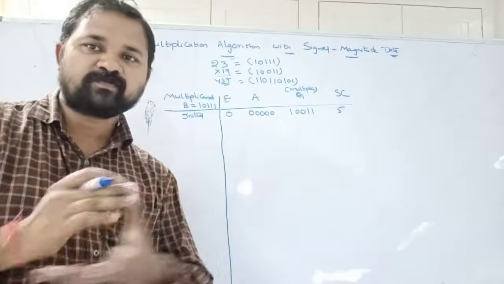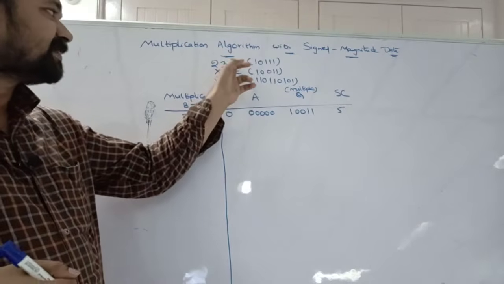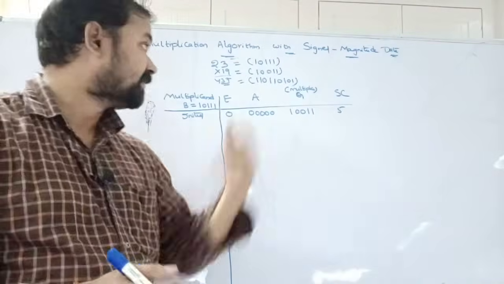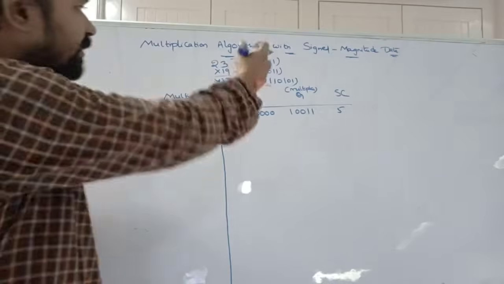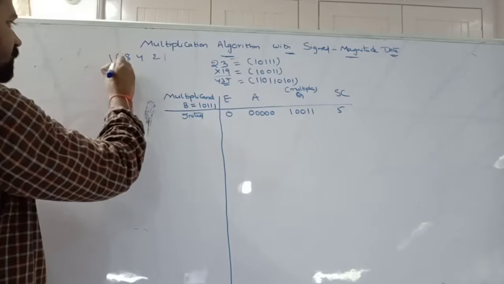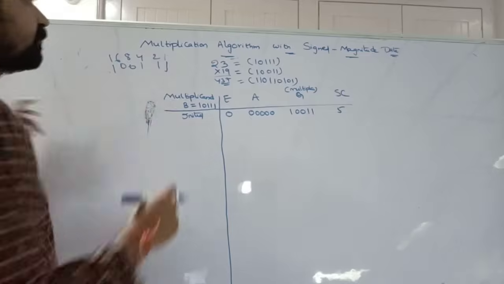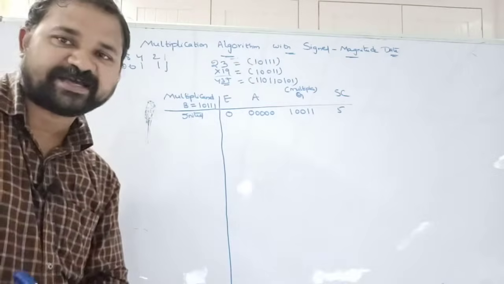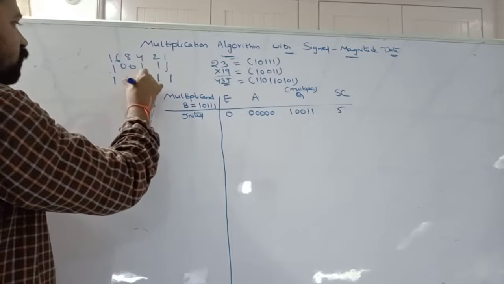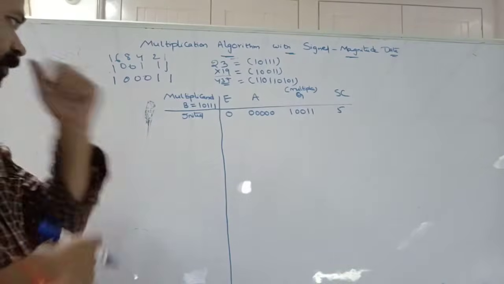Now let us solve this problem with the help of multiplication algorithm. Let the multiplicand is 23, multiplier is 19. So we know how to represent plus 23 in sign magnitude representation. 10111. So 23 means what? 1, 2, 4, 8, 16. So 16 plus 4 means 20, 22, 23. So 10111 is nothing but 23 in binary notation. Next 19. So 19 means 16 plus 3. So 10011 is nothing but 19 in binary notation. So let us solve the problem.